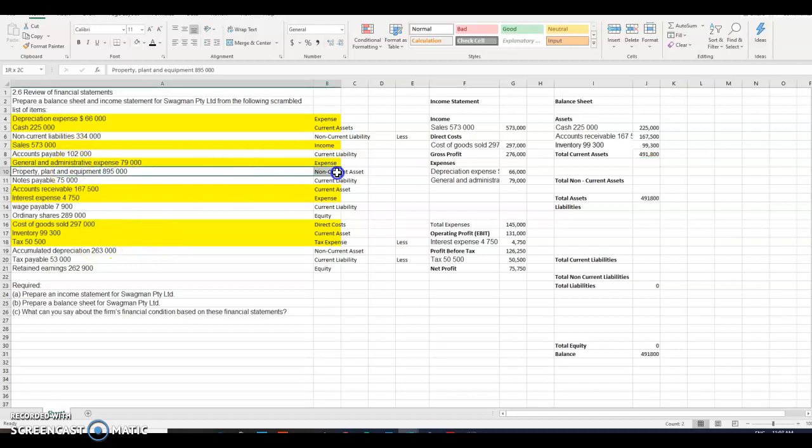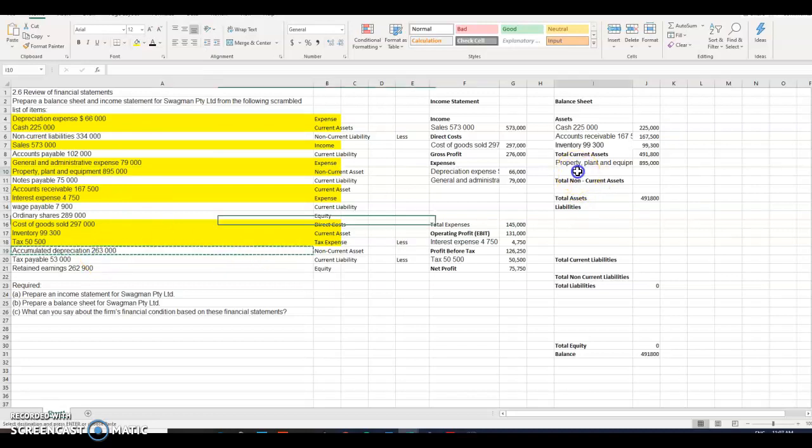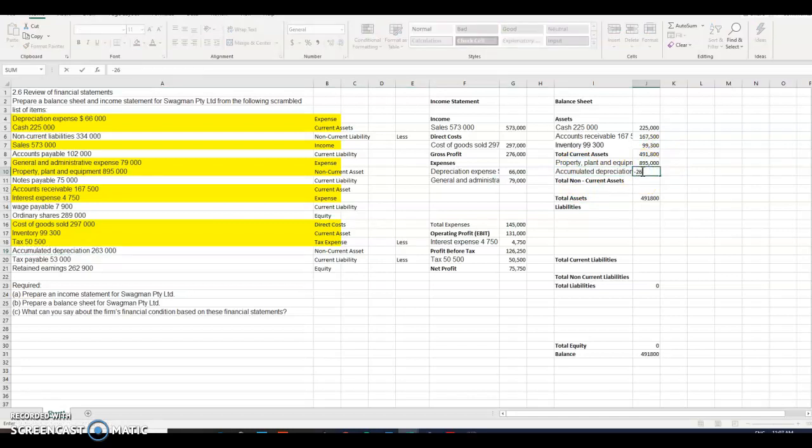So next we're going to do our non-current assets. So the first thing we're going to put in there is our property, plant, and equipment for $895,000. Now here's the tricky one. Accumulated depreciation is a negative non-current asset. So that isn't shown here, but it'll actually be a negative non-current asset, because that is the amount that we've brought down the value of our property, plant, and equipment by in our income statement, and that's technically what we call our net carrying value of the assets on our balance sheet.